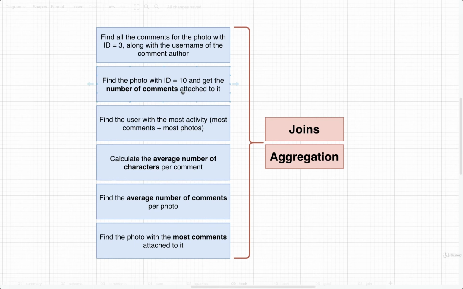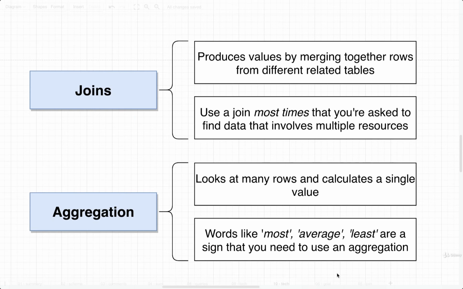So a lot of these different items on here mention average number of characters, average number of comments, most activity, and so on. So a lot of these queries on here are signs that we probably want to use some kind of aggregation. Okay, so that's what we're going to be focusing on in the coming videos.